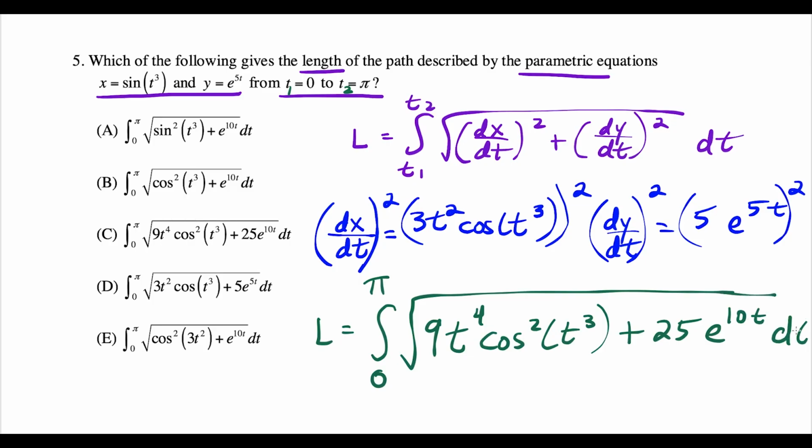And there's a dt at the end. Remember, notation doesn't matter for multiple choice, but we'll just practice good notation. So now we just have to look and try to match this. So that's going to work out, looks like, to choice C for question 5.